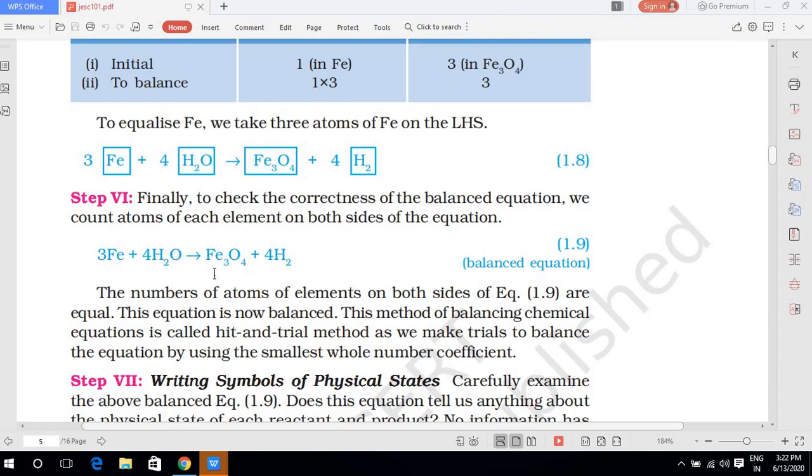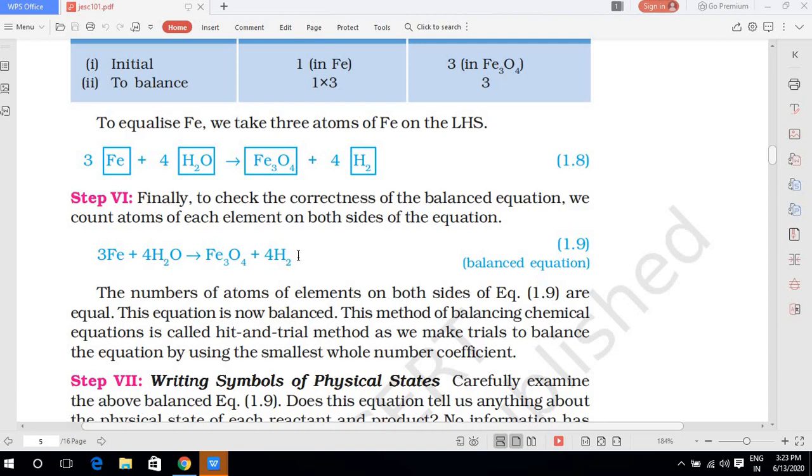It will result in 1 ferric oxide and 4 hydrogen. Now this is complete, and this is a balanced equation. It is called a balanced equation. It is balanced because from the before reaction and after reaction, all the molecules, all the identity groups, are the same. They are showing the same thing, equal numbers on both sides. So it is called a balanced equation.